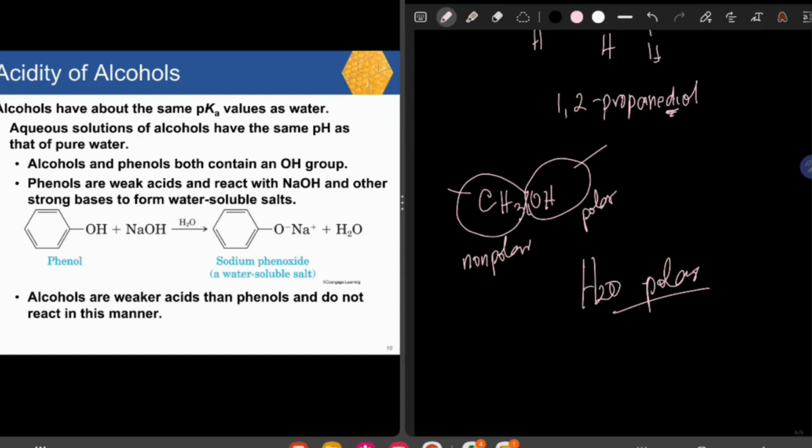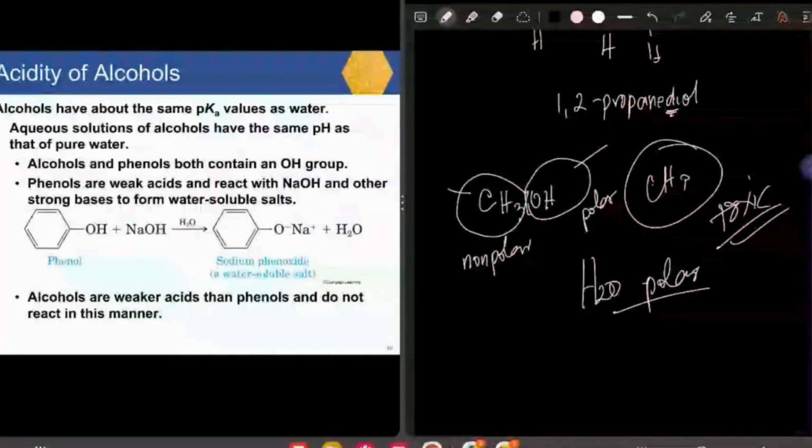mga non-polar substances. That's why in most of our experiments, kung may mga pangtunaw ng mga soluble and non-soluble compounds, organic and inorganic, we sometimes use CH3. The main problem of CH3 is it is toxic. Okay, so sometimes we ask for help sa mga chemists to do that for you. Halimbawa, may kakatasin kayo na halaman. Okay? So aqueous solution ng alcohols have the same pH that of water. And alcohol and phenols both contain OH group.